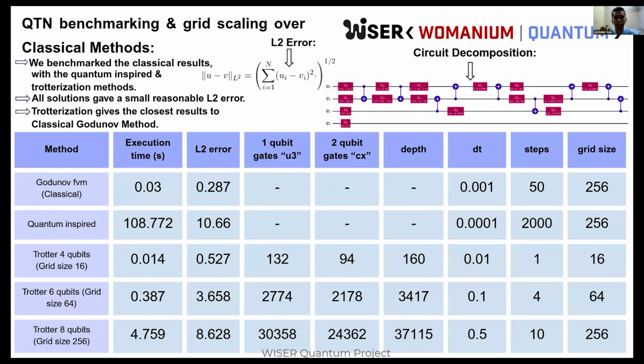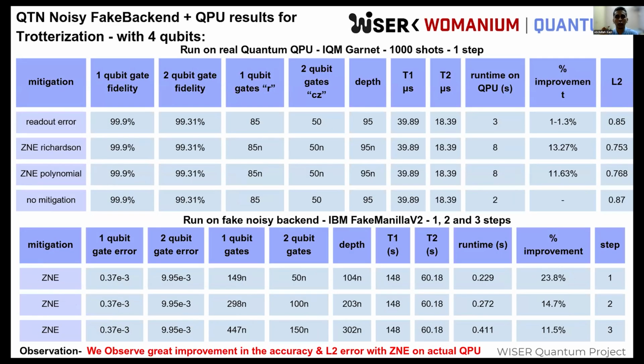We also tested our solution on a real QPU. The real QPU was a lot more noisy than the fake backend. Only one time step was run on the real QPU, while 3 were run on the fake backend. We used the IQM Garnet QPU for this. ZNE on the fake backend gives a much clearer improvement than ZNE on the real QPU. And IQM backends are a lot more noisy, so we chose to prefer the IBM fake backends. So we can move on to the next slide.